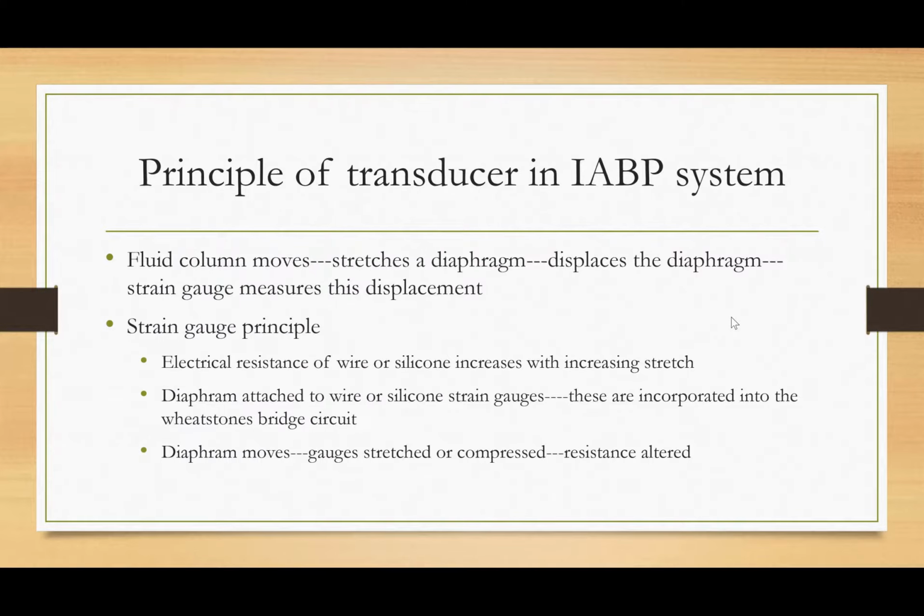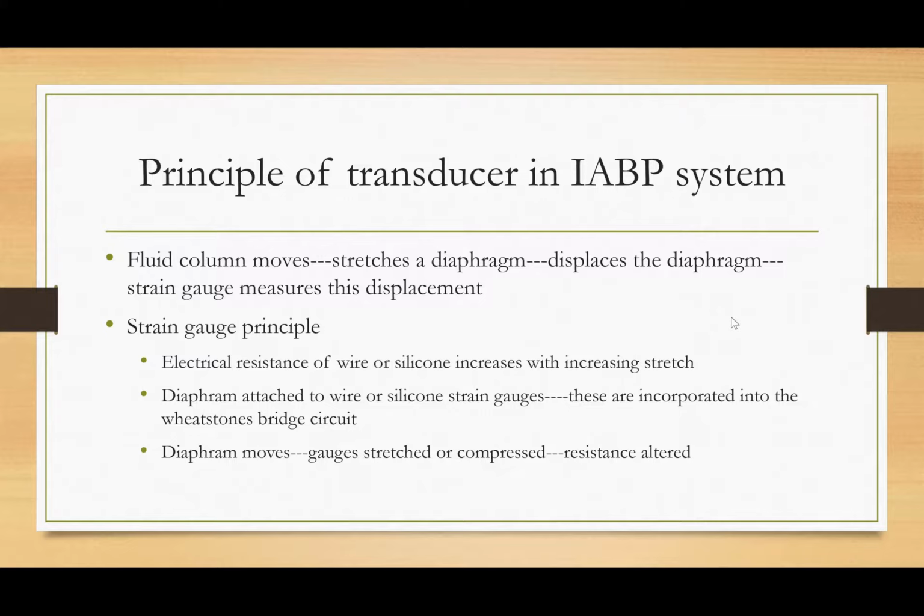So now we will discuss the transducers. Transducers are systems which convert one form of energy into another. So in an intra-arterial blood pressure monitoring system, it is the mechanical energy which is converted into an electrical signal. So how is it done? A fluid column moves because of the displacement caused by the arterial pulse, and that will stretch a diaphragm, and the diaphragm is attached to a strain gauge.